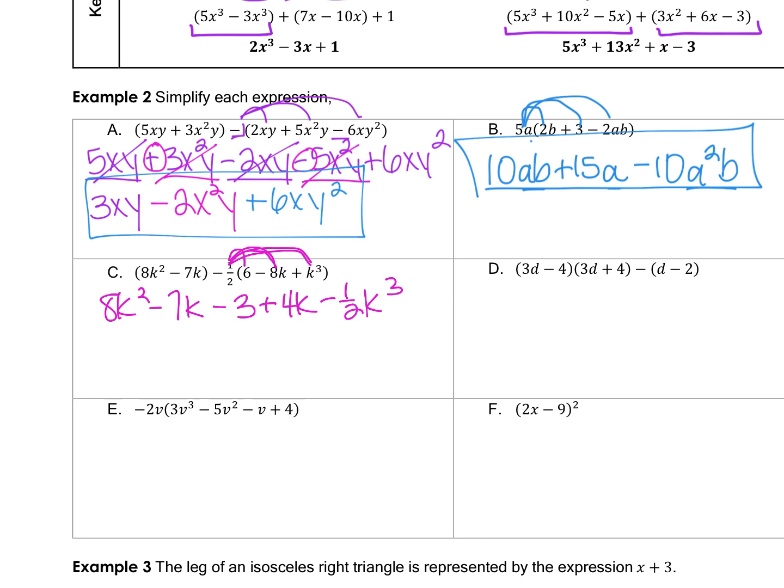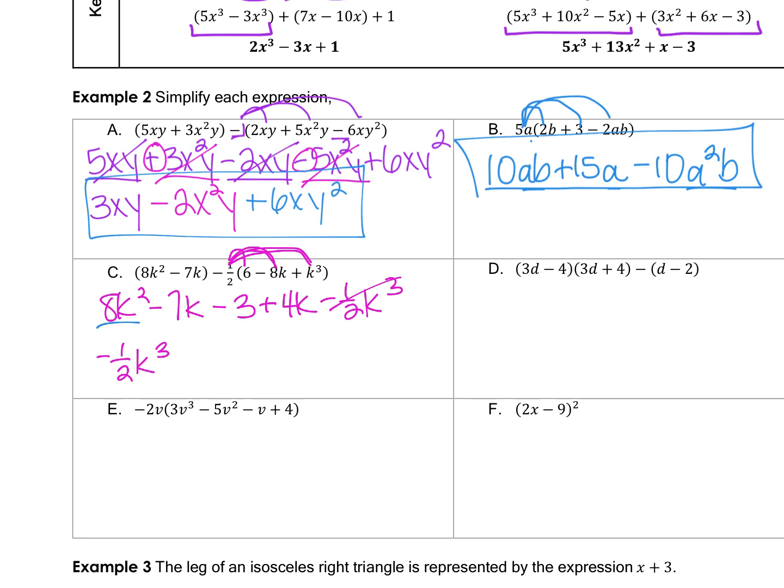Okay, so we're looking for like terms. Notice my highest exponent here is cubed, and all of them are k. I like to put it in order from the greatest to the smallest exponent. So I'm going to write the negative 1/2 k cubed first, because there's not another k cubed, so I can't combine it with anything.